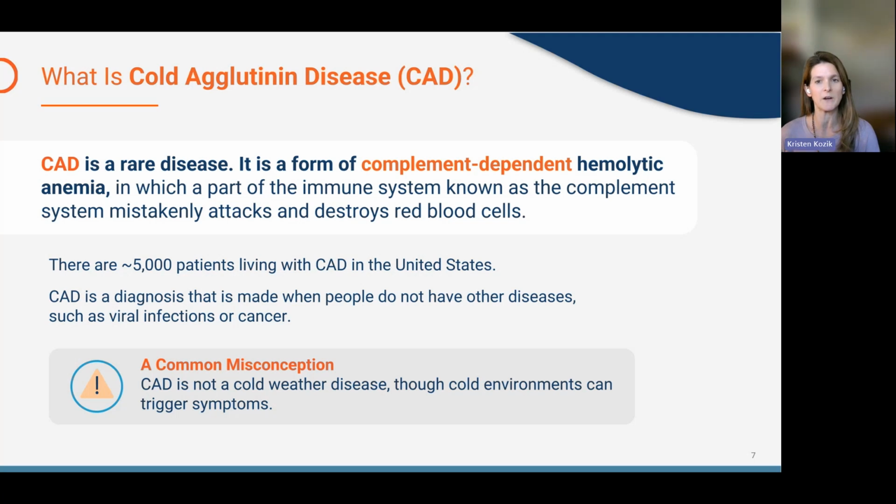As you're probably aware, because it's such a rare disease, information about CAD can really be difficult to come by. There's an estimated about 5,000 people in the United States living with CAD. So people who are diagnosed with CAD, when they have no other underlying illnesses such as viral infections or cancer, that's when they can get that diagnosis.